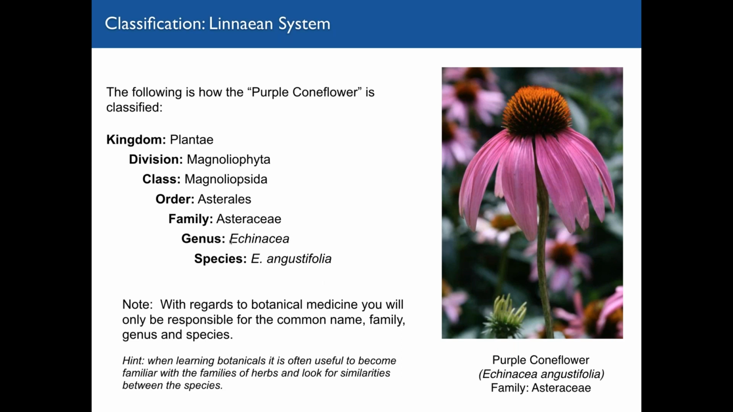Now, one thing, when the genus and species is written out, usually it's written like Echinacea angustifolia. It tends to be written in italics with a capital on the genus and the lowercase on the species, okay? Not all books do that. It's not always that way, but that's how it's supposed to be.